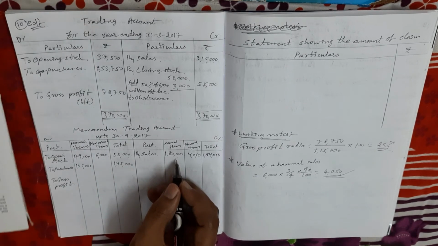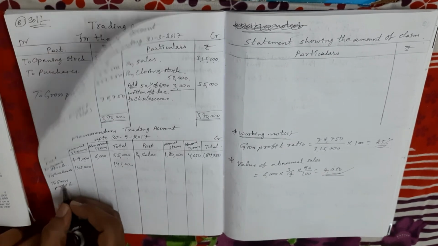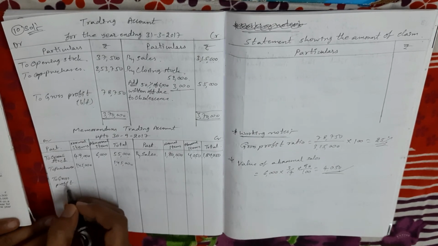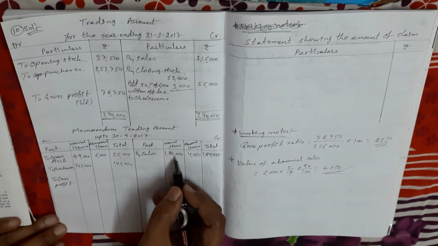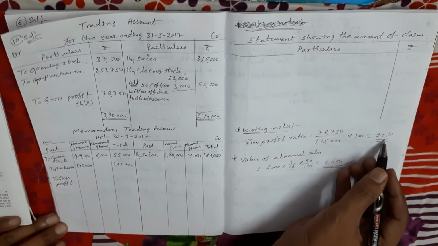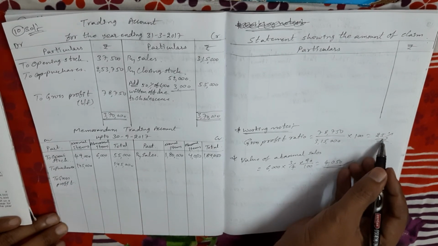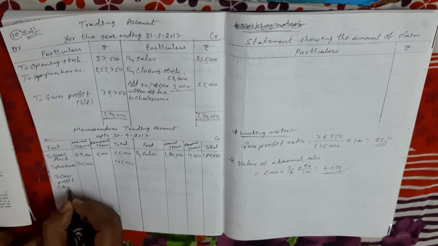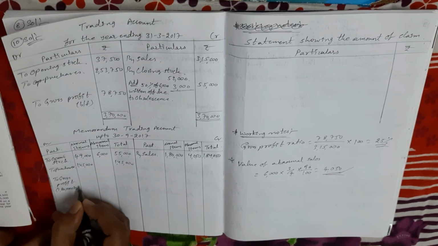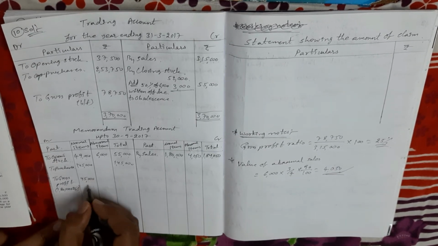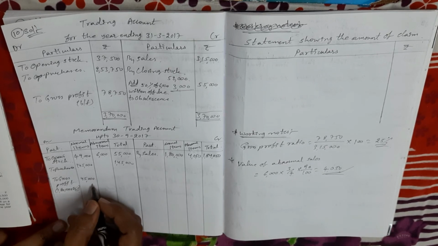Okay, next, now we calculate gross profit amount. On what amount we calculate gross profit? Okay, on normal sales only, on normal items value only we calculate gross profit amount. What is the gross profit ratio? 25%. So 25% on 1,80,000. See, 1,80,000 into 25%, that is 45,000. 45,000 is the current year gross profit on normal sales.